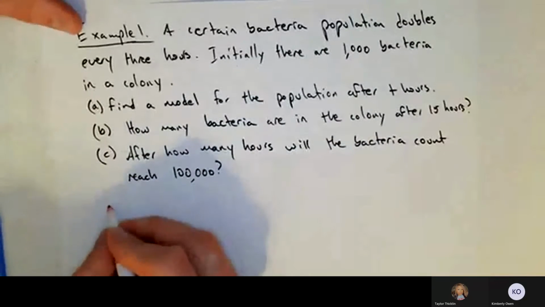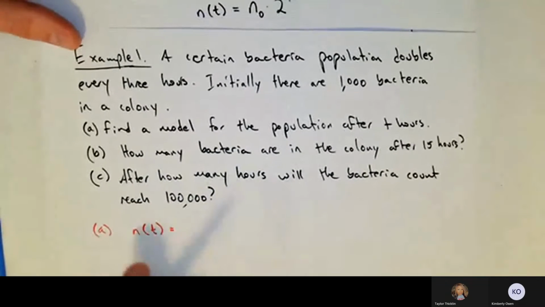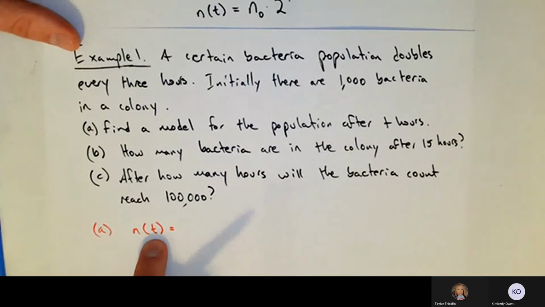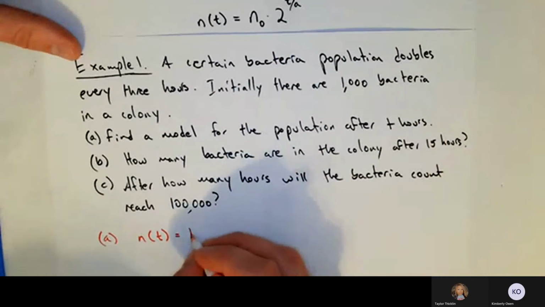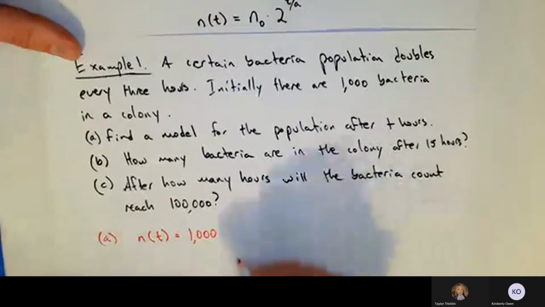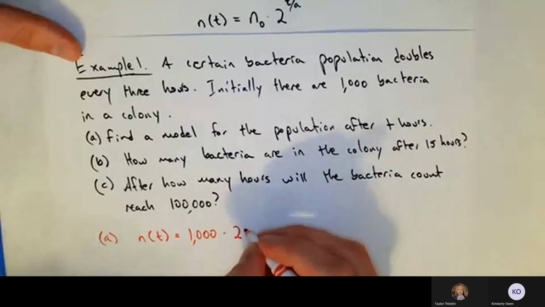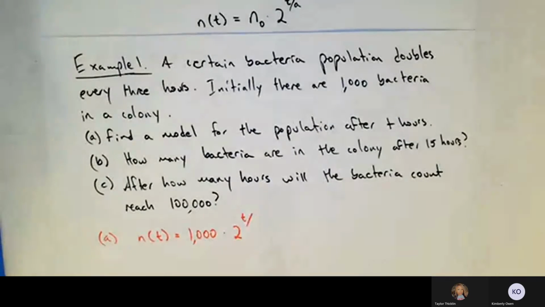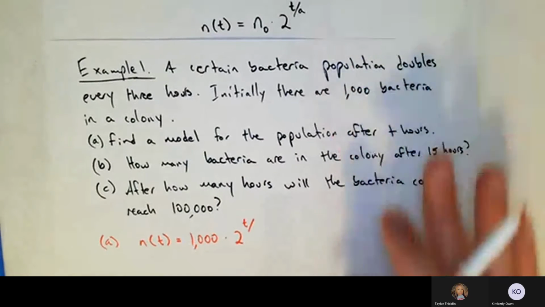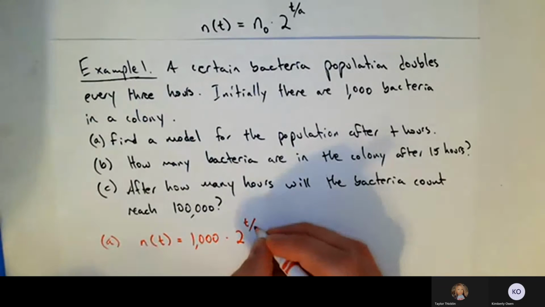So part A should look like N of t. First of all, that's just the function notation telling me number of bacteria at time t is equal to N naught. That's the initial population. There we go. Initial population is 1,000, and then times 2. 2 is just part of the formula. T is part of the formula. And over A, where I need to figure out what A should be, I do have to plug something in for A. A is supposed to be the doubling time. How long does it take to double? In this case, 3 hours. So this is 3.